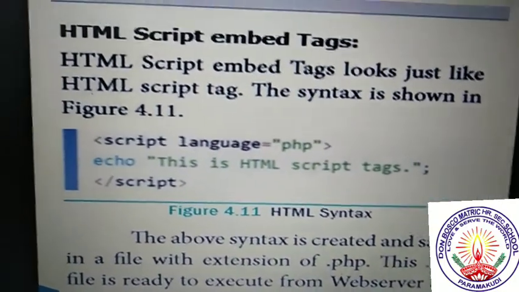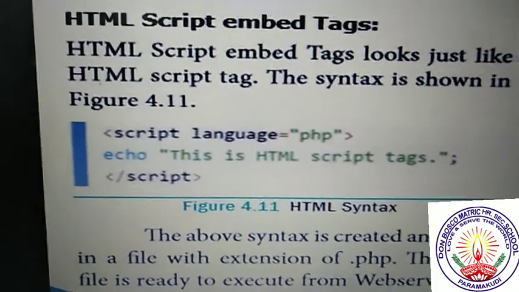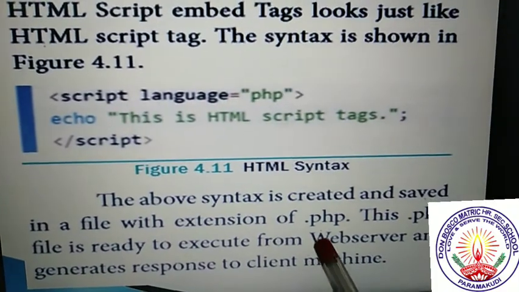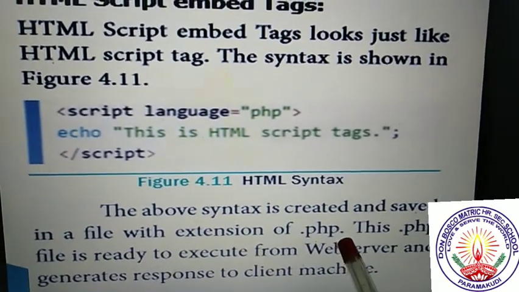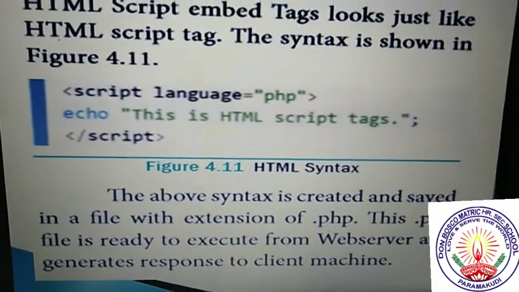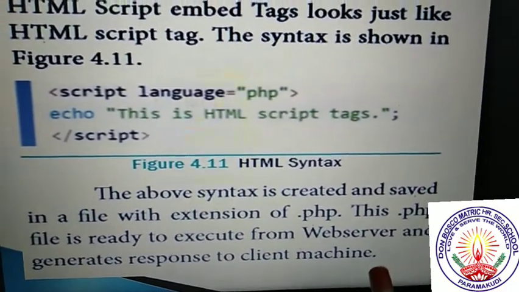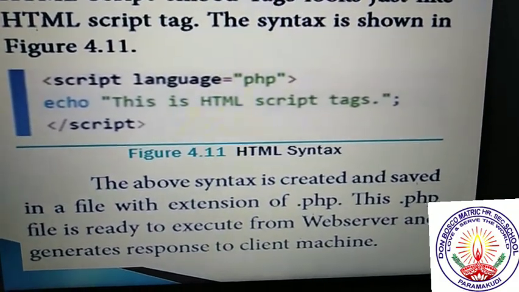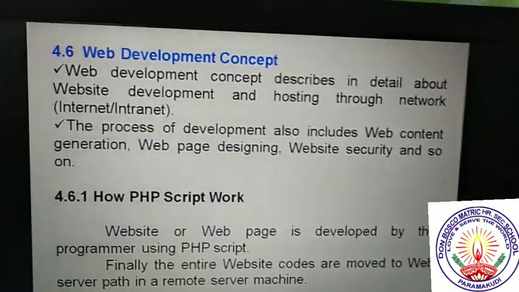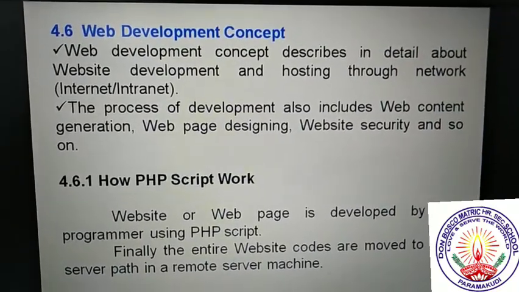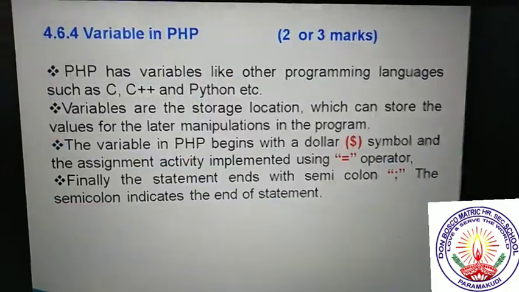Okay. So if you create any other HTML program using the PHP concept, you should save the file with the extension .php. So it's very important. The extension .php denotes that the given file is a PHP scripting file, because it makes it easy to access the web server to generate the response to the client machine. So, web development concept: how to declare PHP, how to use PHP in an HTML program.